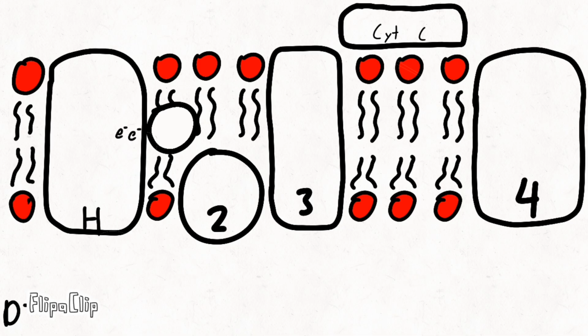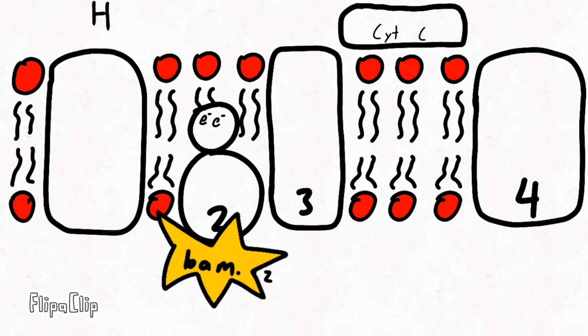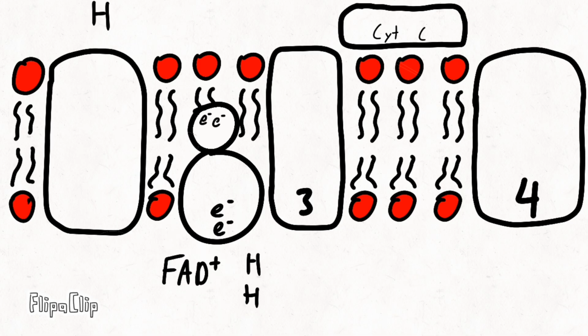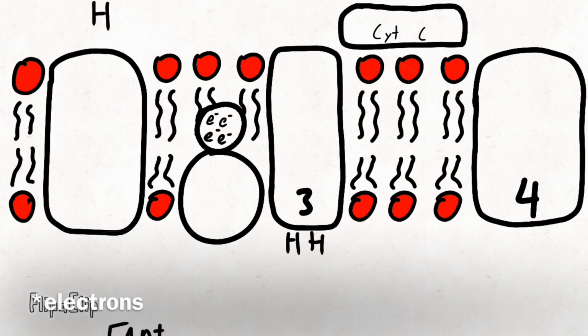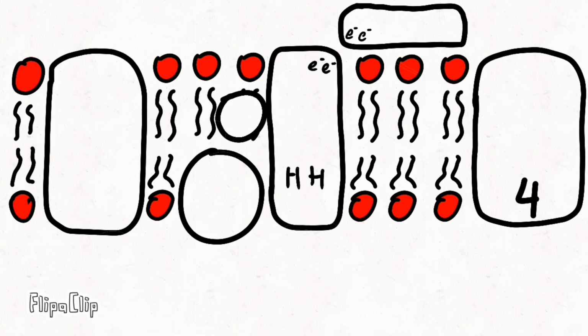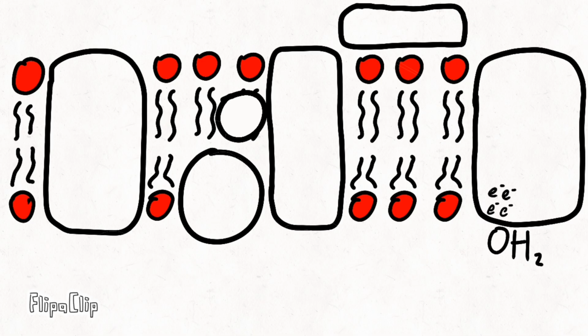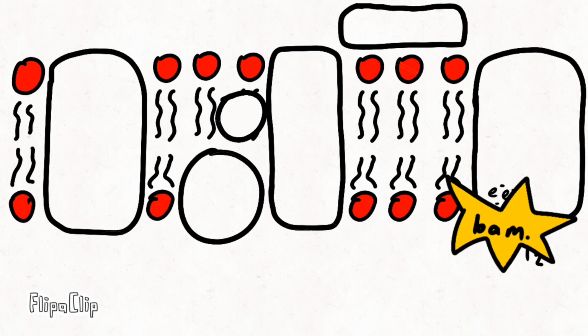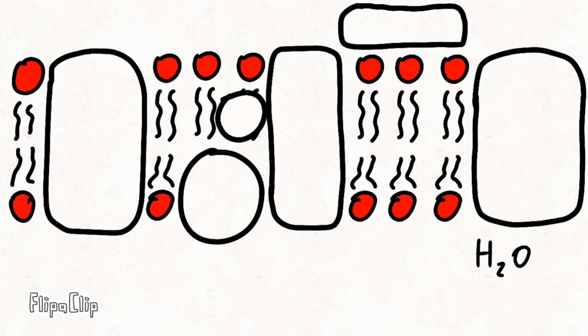The hydrogens move through the complex from one side to the other side. In complex 2, FADH2 splits into FAD and another 2 electrons that get carried through the Q thing. The hydrogens cross the membrane at complex 3. The electrons leave the transport chain at complex 4, being combined with O and H2 to make H2O.